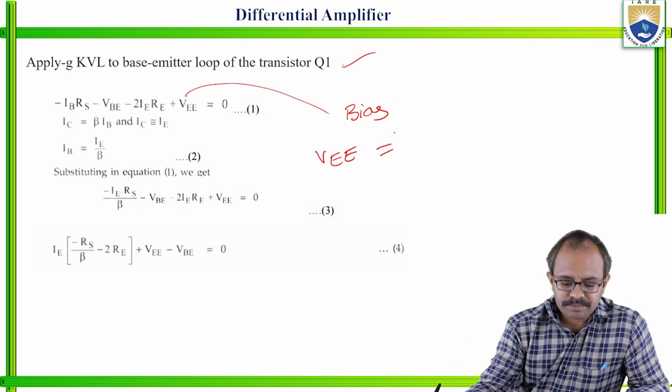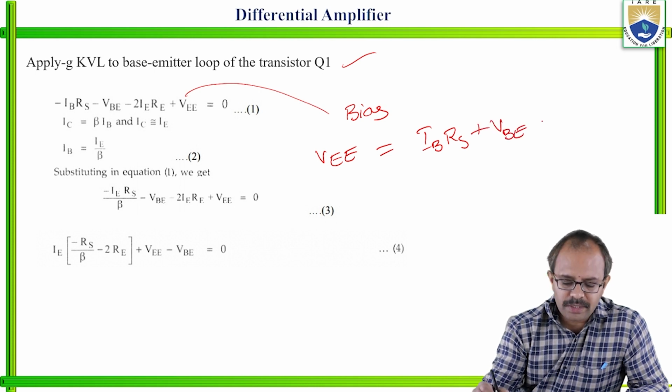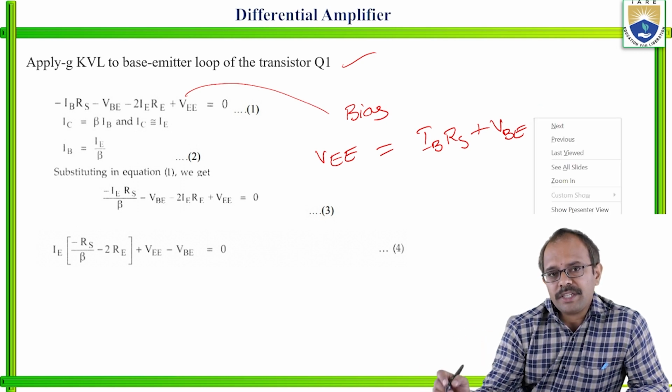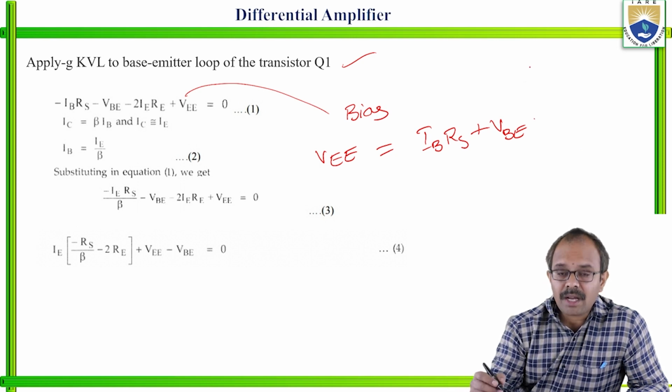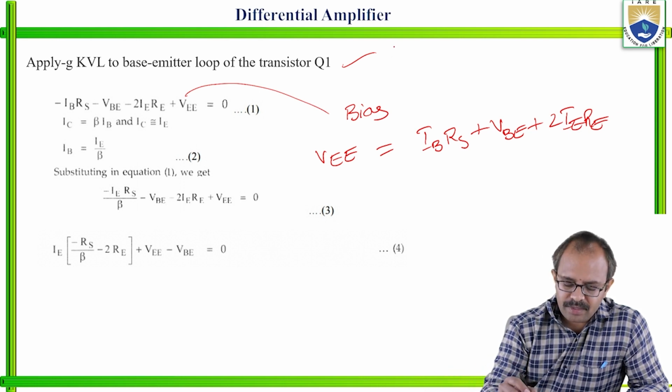So what are the components present in the input section? If you notice, there is input current IB coming through the source resistance RS, and there is VBE as input voltage, and the voltage due to the currents IE through the resistance RE, which are similar to be the same. So we can make it 2 IE into RE. This is the expression we can obtain after the application of KVL to the input of your first transistor Q1.